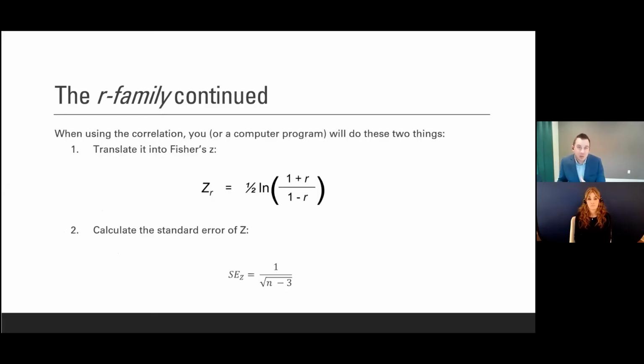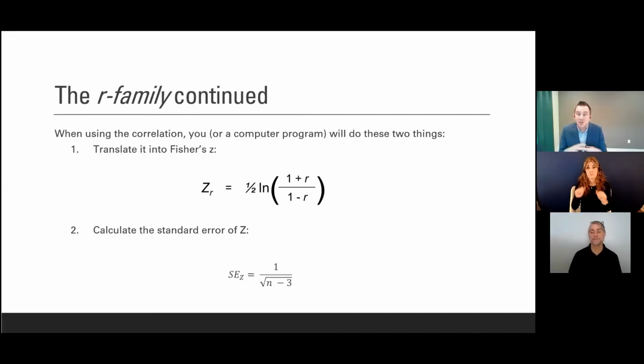So we do a little bit of calculation on the back end. After we've collected all of the correlations, in order to be able to synthesize the correlations in one model, we transform the correlation into what's called the Fisher's Z. And there's a little formula here to do so.